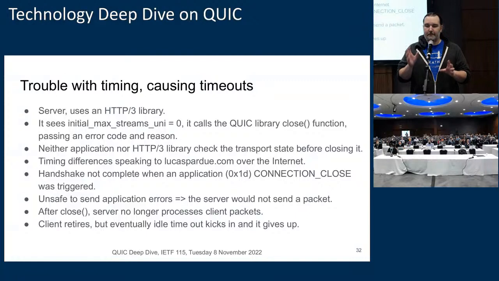And because there's a potential leak of application layer information before the handshake had completed, the RFC says don't send it. You can strip some information so that the peer is going to receive that explicit close and know that something went wrong, but not the specific details. But there was just a bug. And so the server didn't send that. The client kept retrying. But eventually the idle timeout kicked in and it gave up after several rounds of retry.